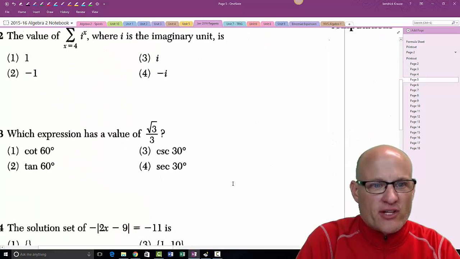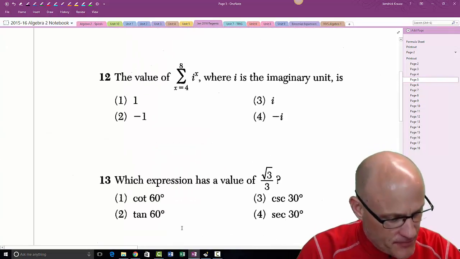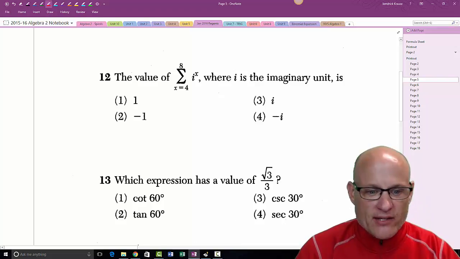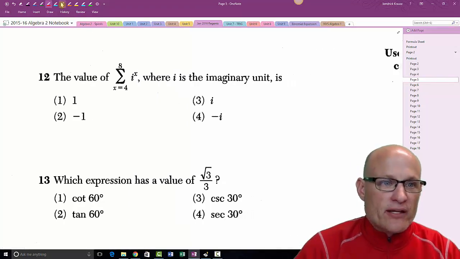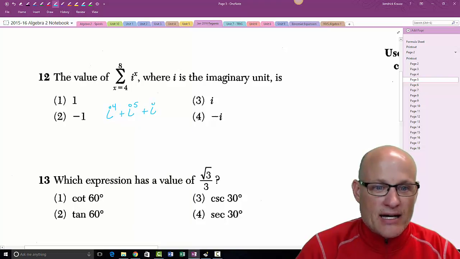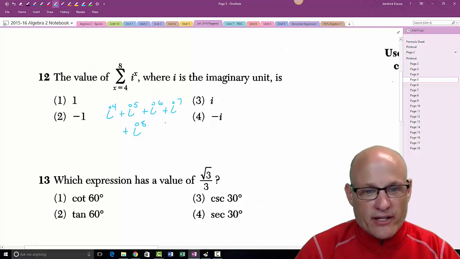Let's work on this one. This is another one, I believe, that can be done using your calculator. Where i is imaginary. So this is the sum. All I'm going to do then is add, I plug in a 4, so i to the 4th, plus i to the 5th, plus i to the 6th, plus i to the 7th, plus i to the 8th.